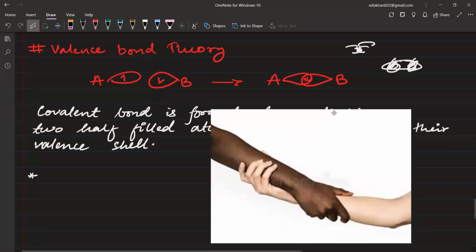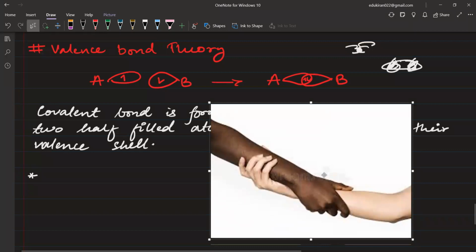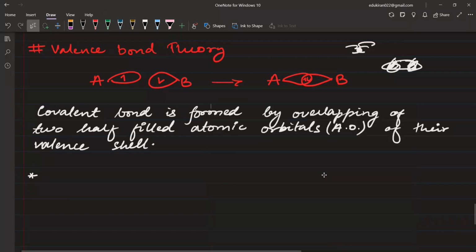Okay, so obviously this hold is going to be very effective. So the same type of concept is there in valence bond theory, that if you have a greater extent of overlapping, then the two atomic orbitals will form stronger bonds.